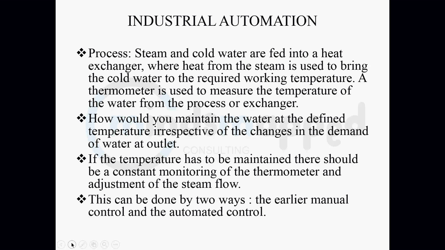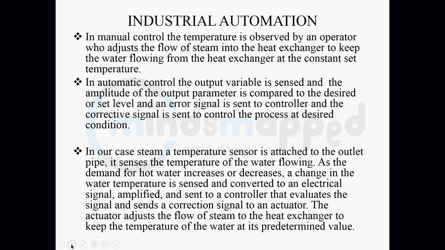Now, how would you maintain the water at the defined temperature irrespective of the changes in the demand of water at outlet? I just explained how we are going to do that, yes? Right. So if the temperature has to be maintained, there should be a constant monitoring of the thermometer and adjustment of the steam flow, which is what our manual operator is doing there. So this can be done in two ways: the manual one, as we saw in the image earlier, or the automated control. Now let me move forward and show you the automated control. First, let's read about the manual control.